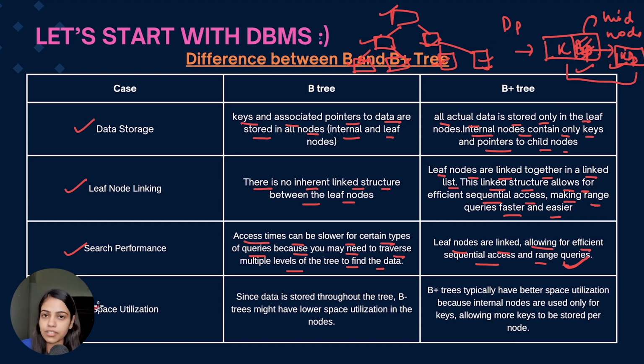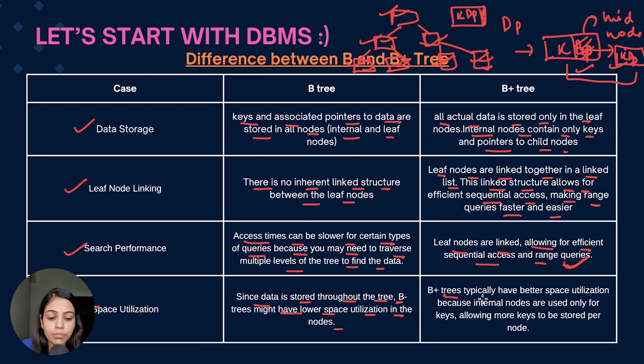Now coming to the space utilization. So since data is stored throughout the tree, B trees might have lower space utilization in the nodes. Since data is stored everywhere, there would be very little space utilization because in a node you need to reserve space for a key pointer, then the data pointer, and then the block pointer. The storage of key and data pointers in a given node would be very less.